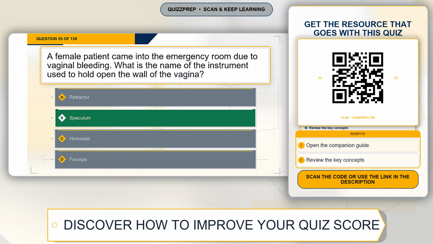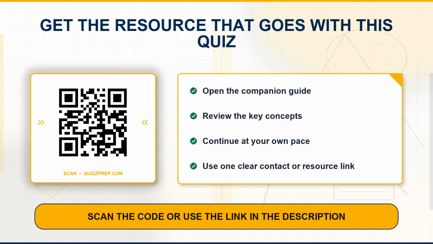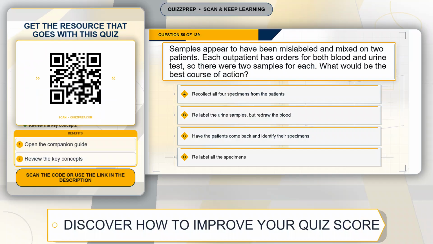The correct answer is option B, speculum. Explanation. A speculum is used to separate and hold open the vaginal walls so the cervix and vaginal canal can be examined. Question 56. Samples appear to have been mislabeled and mixed on 2 patients. Each outpatient has orders for both blood and urine tests, so there were 2 samples for each. What would be the best course of action?